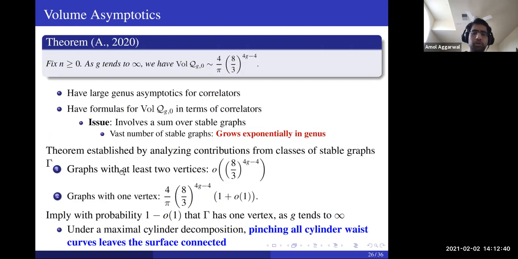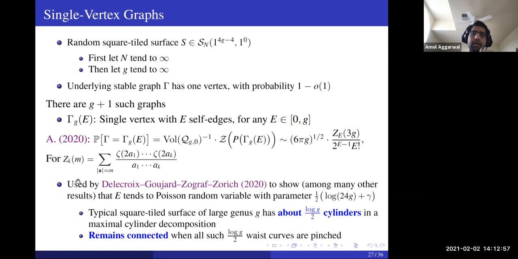So I've now told you I can more or less throw out, I mean, actually the technically involved part is point one, ruling out the contribution of all graphs with at least two vertices, since there's so many of them. But okay, I'll throw them out for now because I've claimed to you that they're subdominant. So that leaves me with just the graphs coming from a single vertex.